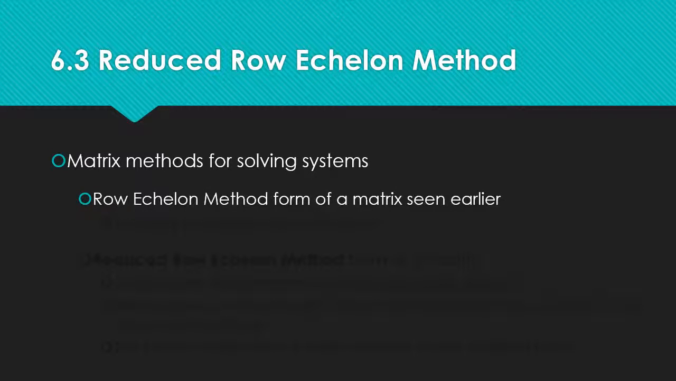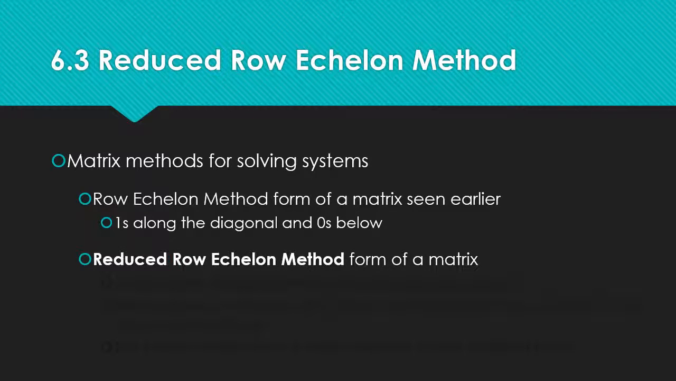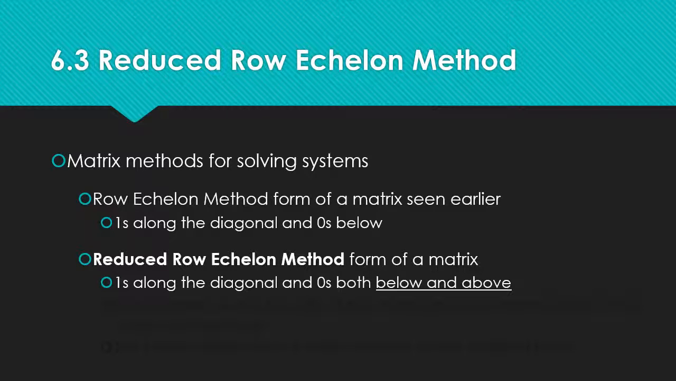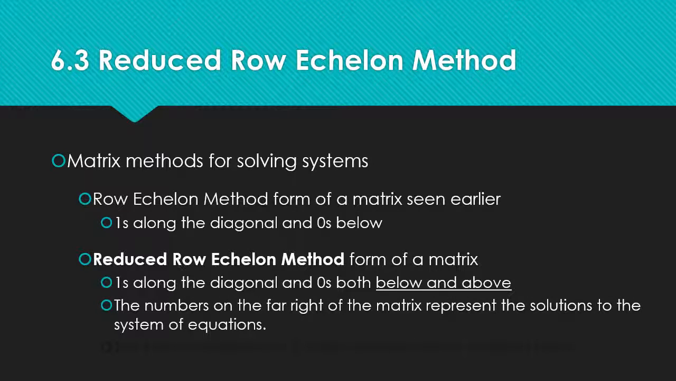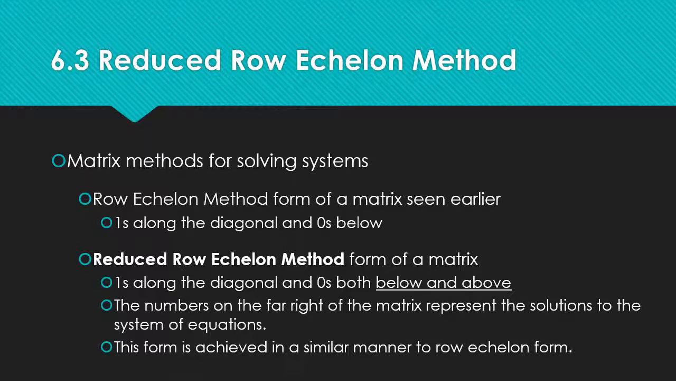Now, row echelon is great. It's got 1s along the diagonal and 0s below. But there's another method called reduced row echelon. This has 1s along the main diagonal and 0s both below and above. And the beauty of it is that when you get it to look that way, the numbers on the right side of the vertical line are the solutions to the equations. You're done solving. This form is achieved in a similar manner to row echelon. So you have to do a few more operations to get it to happen, but you can make it happen.